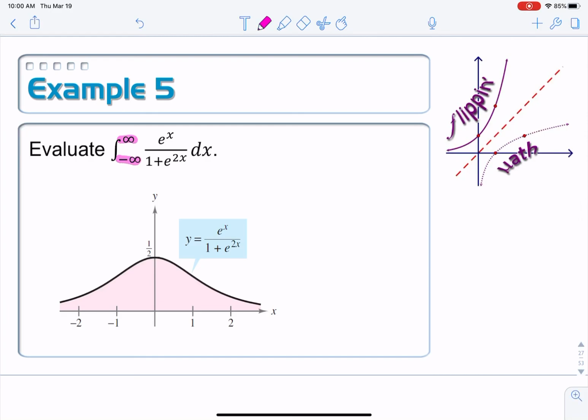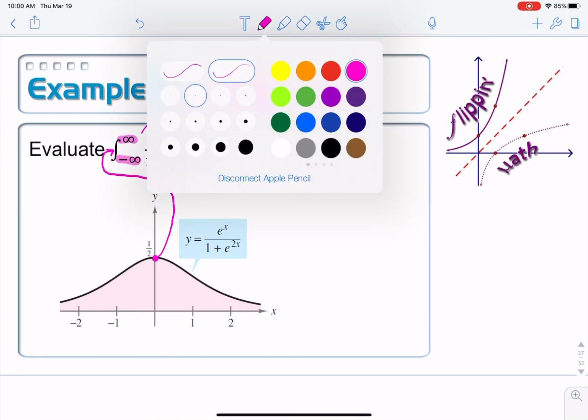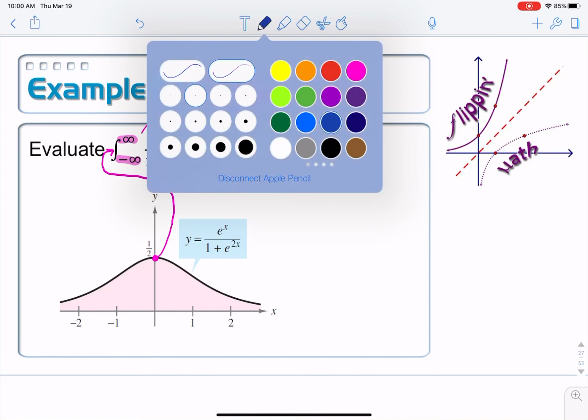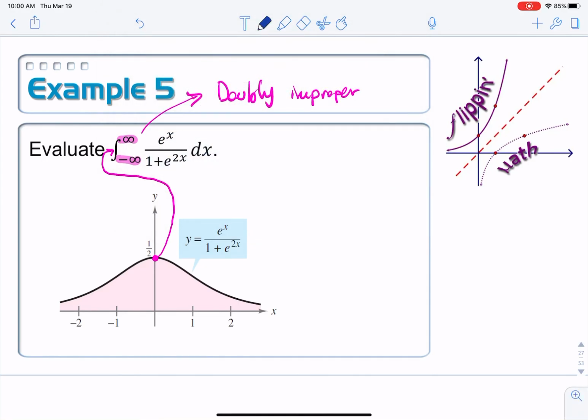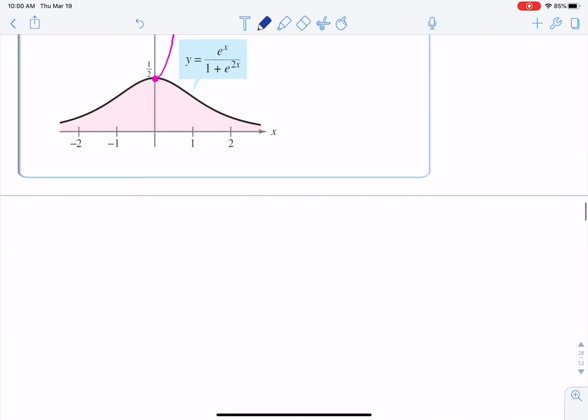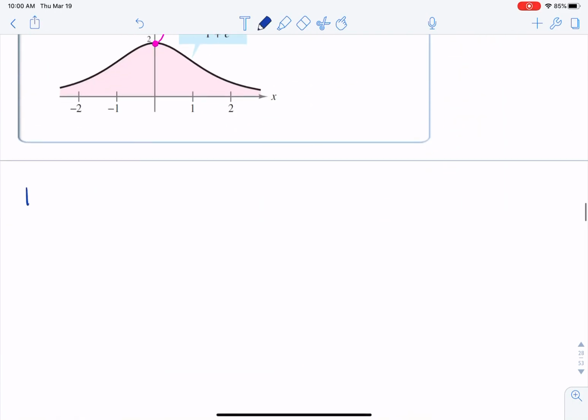Okay, so we've got doubly improper. And so we're going to pick a number, and it makes sense here to break this up at 0. So the way that we're going to do this is, first, before we even turn this thing into a limit, break it up into two separate integrals. What is this, 5? Okay.